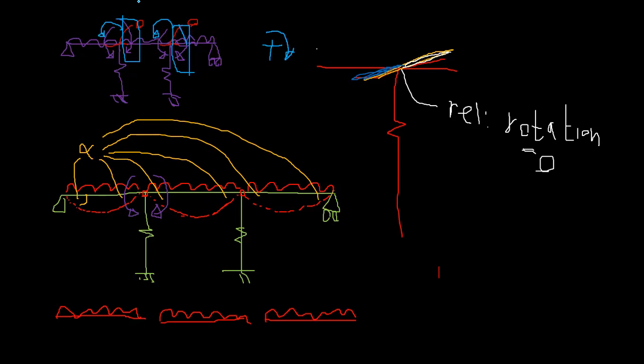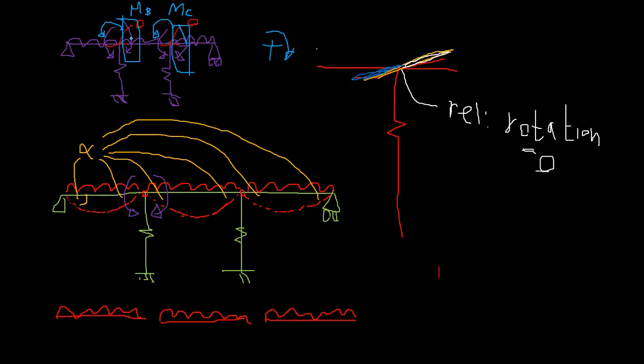And yes, here you have MB and MC, right? Those are the redundants. Here you know those are zero, so it doesn't matter. But we are working with compatibility, so we need the displacements, right? Actually the relative displacement here. You remember, we are now worrying about the relative rotation and the relative displacement.